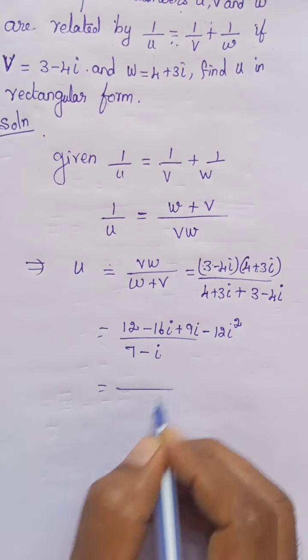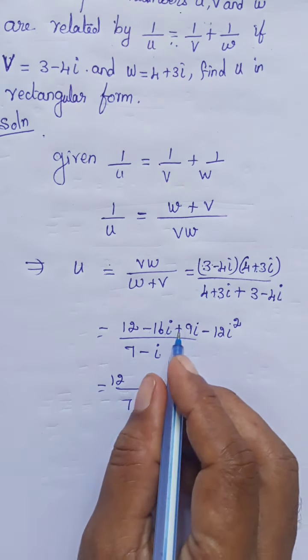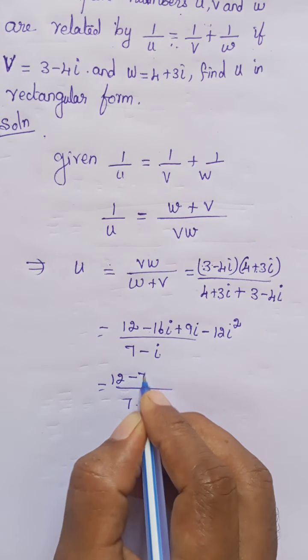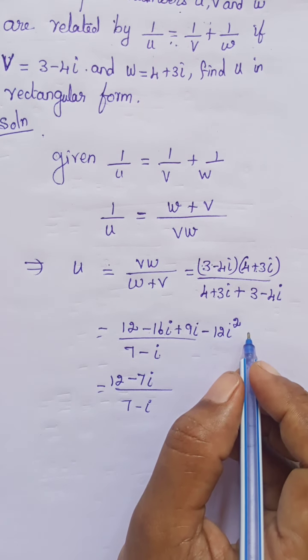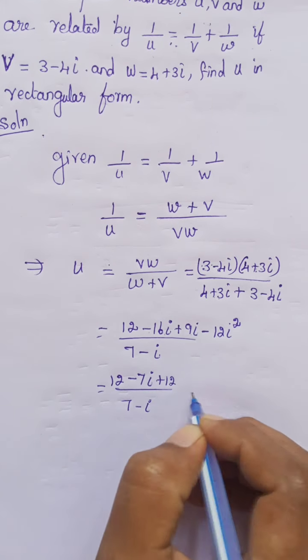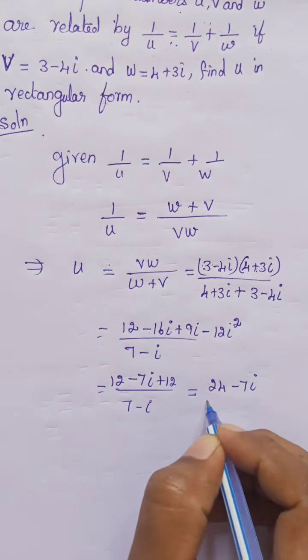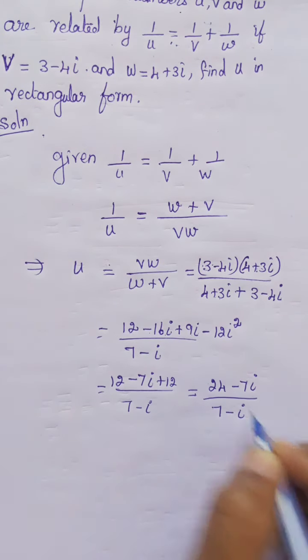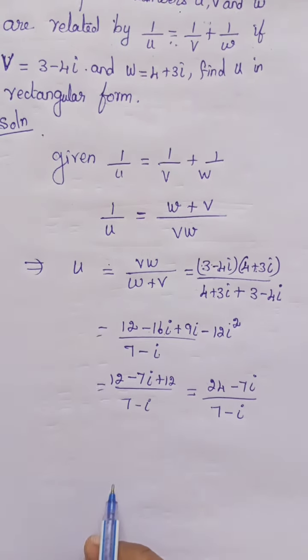So here, this is (7 minus i) (12 minus 16i plus 9i). That is minus 7i. This i squared, we know the value of i squared is minus 1, so it will become plus 12. That is 12 plus 12, 24 minus 7i, all divided by 7 minus i. But the question is find u in the rectangular form.